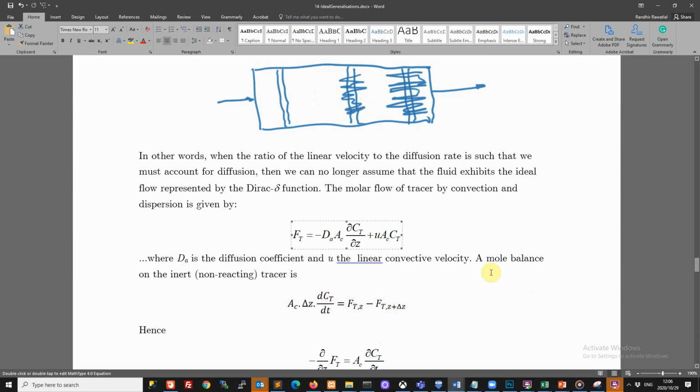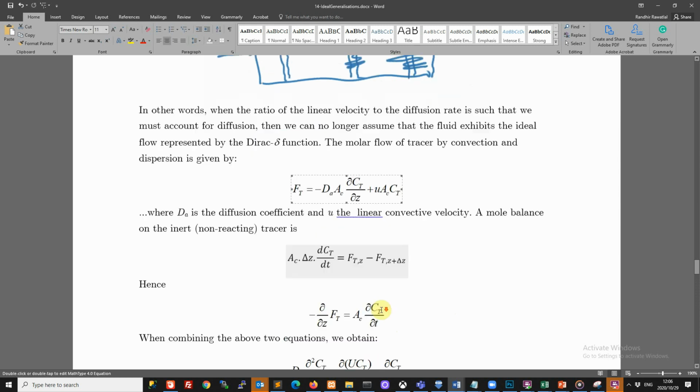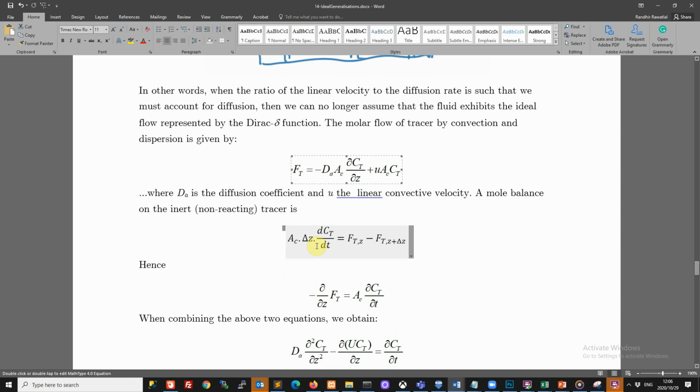And then of course this is a tracer, it's inert, it's not reacting, so we don't need to include a reaction term here. And then if you just look at this, you can see a function in z and z plus delta z, and we are going to divide through by delta z and take the limit delta z going to 0. So you can see here minus dF/dz emerging. So there's your minus dF/dz. And then we had divided by delta z, leaving us with A dC/dt. So that's our basic mole balance, unsteady state mole balance on tracer.